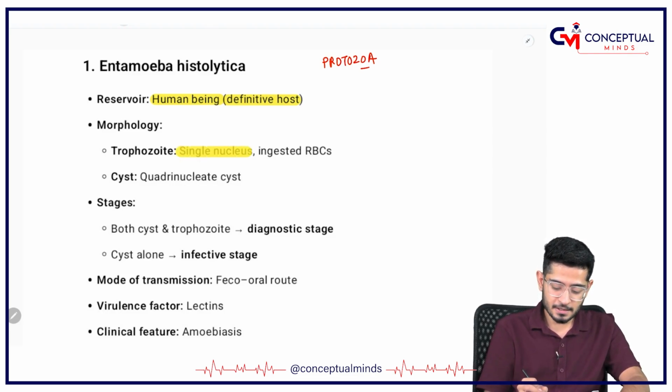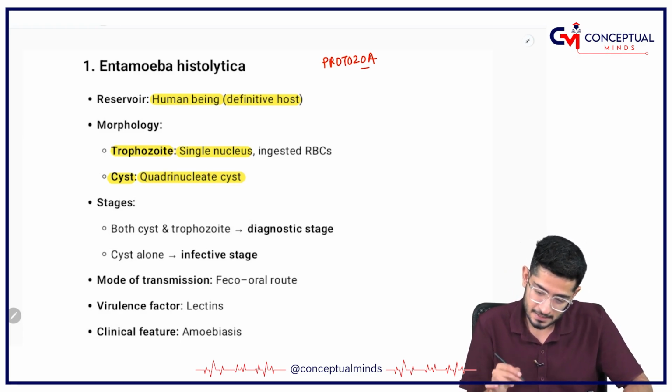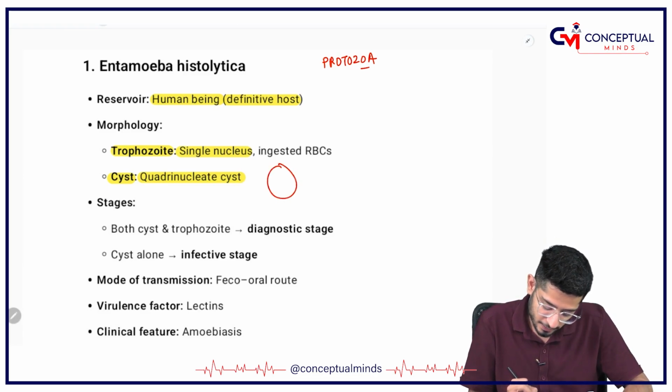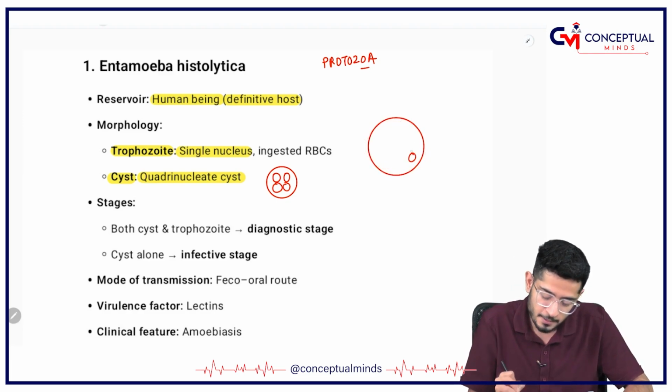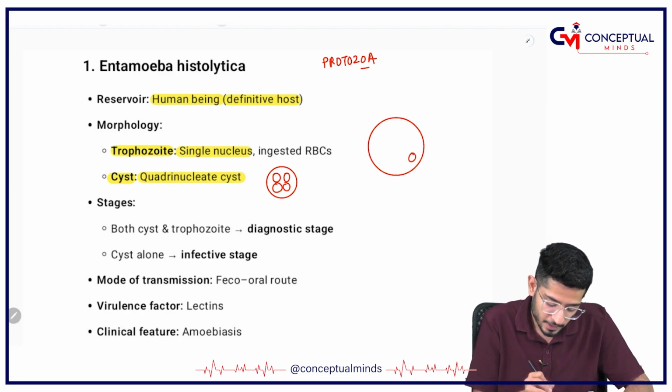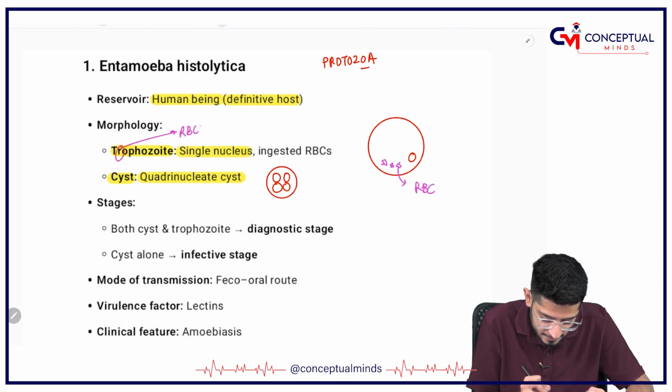Morphologically, if there is a single nucleus, it is a trophozoite, and if it is a cyst, it is a quadrinucleate cyst. So for example, this is a cyst with 4 nucleus, but if it is a trophozoite, it is going to have a single nucleus, but remember, it is known to ingest the RBC. The trophozoite eats the RBC. The trophozoite having R in it, so RBC are being eaten by the trophozoite.